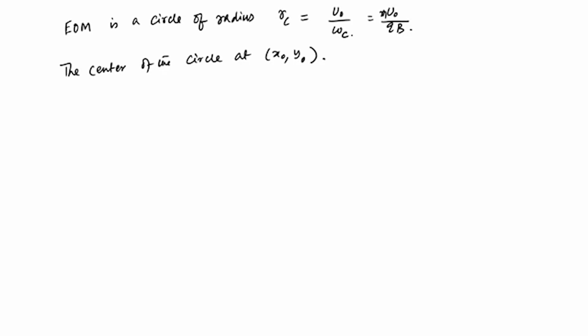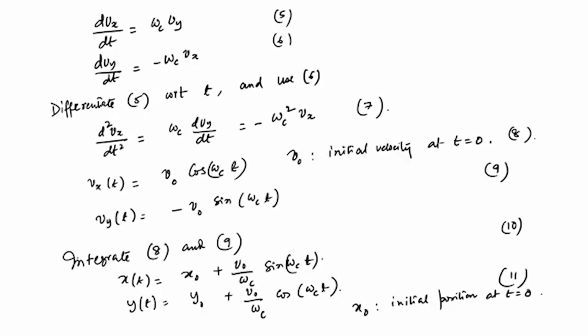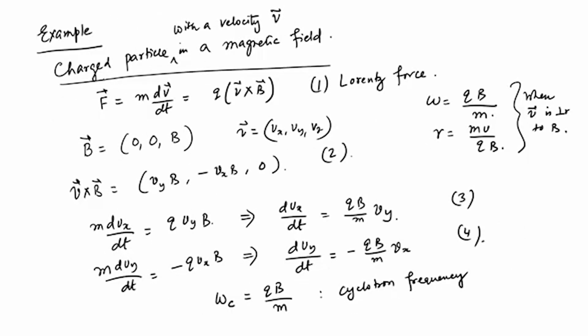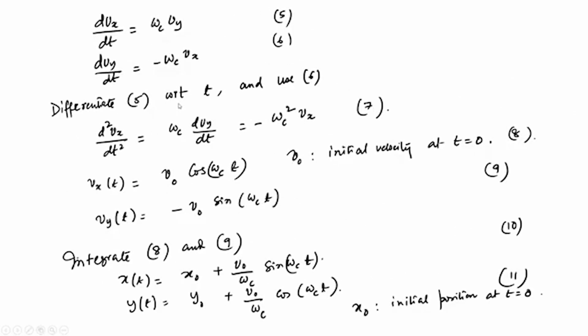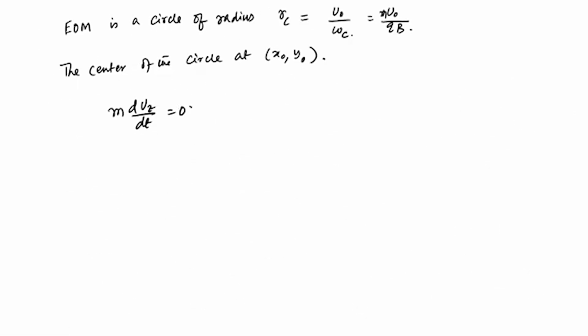Now, there is also a third equation of motion, where we have m dvz/dt equal to 0, because if you look at this form of v cross B, that is equal to 0. So, m dvz/dt equal to 0. That is the equation that we should not neglect, because that will give you the real, or rather the complete, trajectory of the particle.